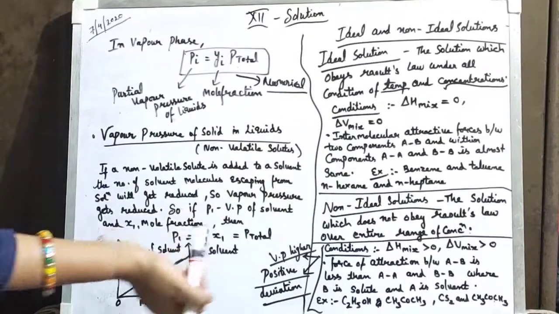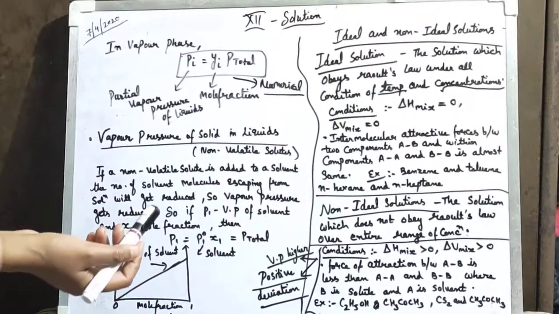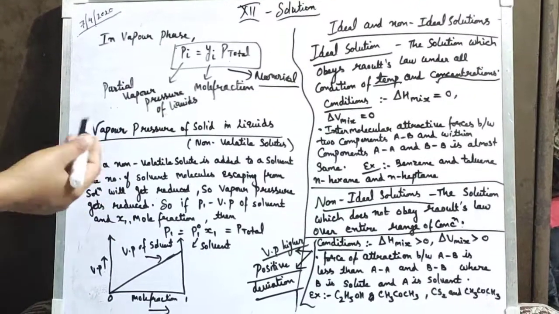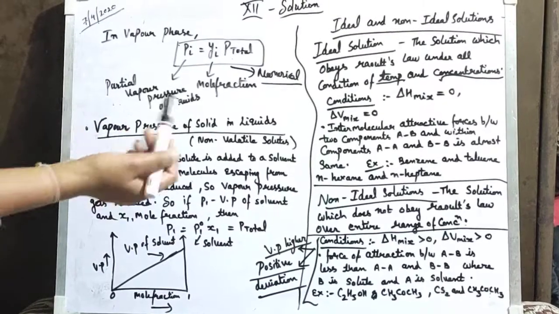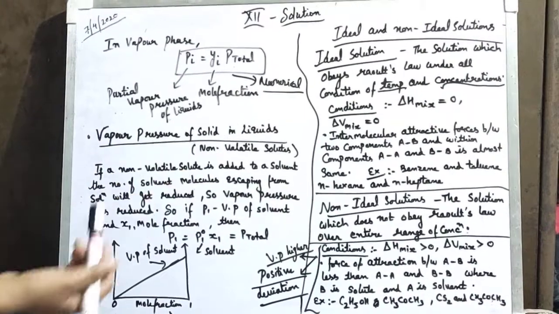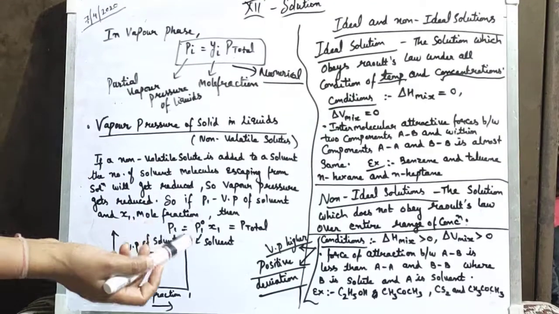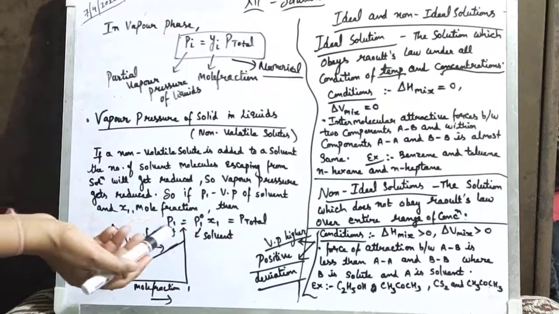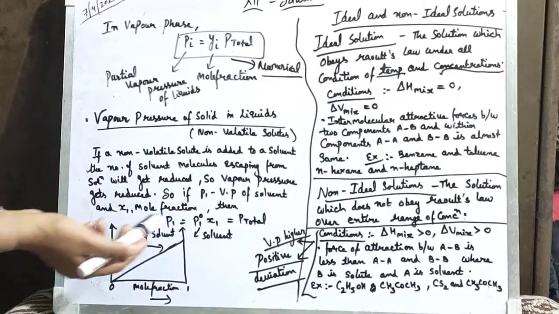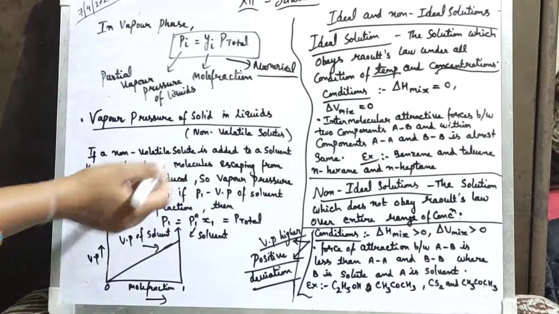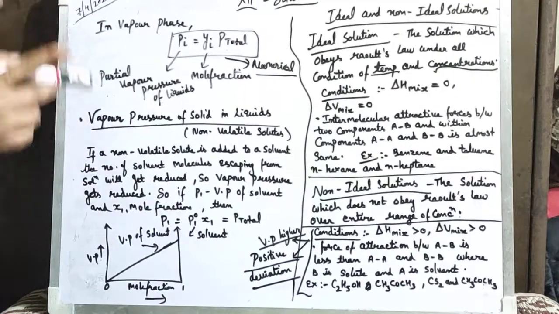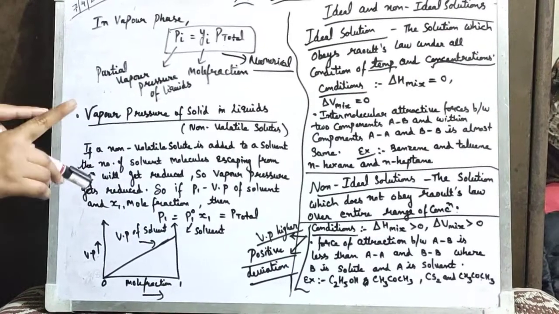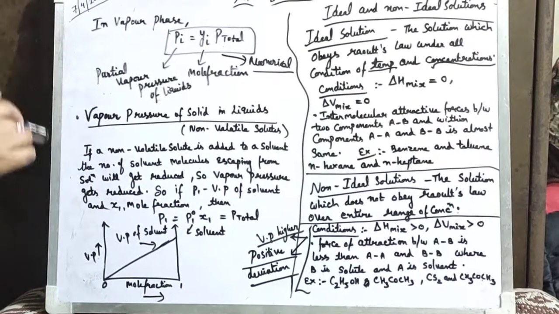Now, in non-ideal solution, sometimes the attractive force may be higher between two components, and sometimes within the component the attractive forces may be similar. So in that case, there will arise two deviations. One is positive deviation, another one is negative deviation. And today I'm just explaining the positive deviation. In positive deviation, the force of attraction between two different components or compounds will be less than the force of attraction within the components.